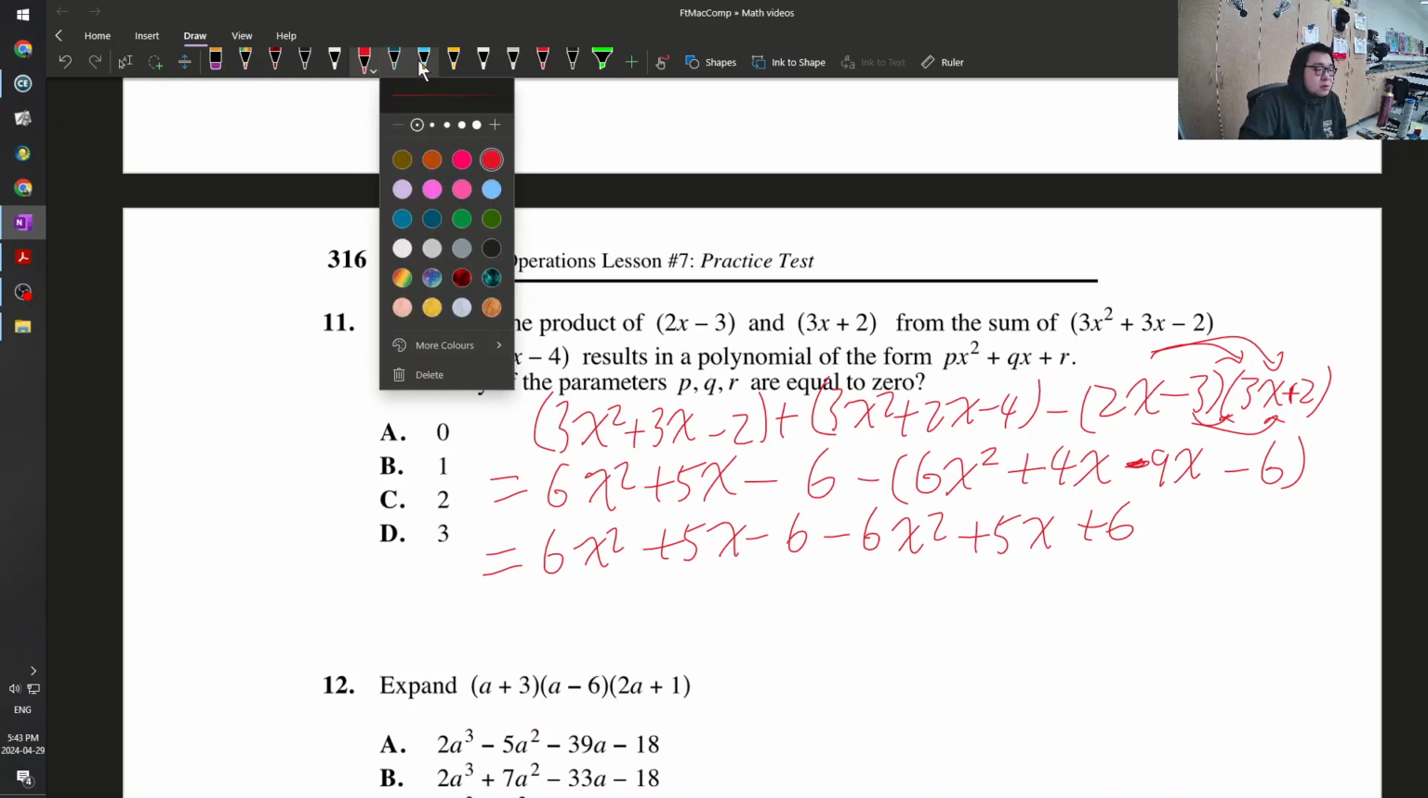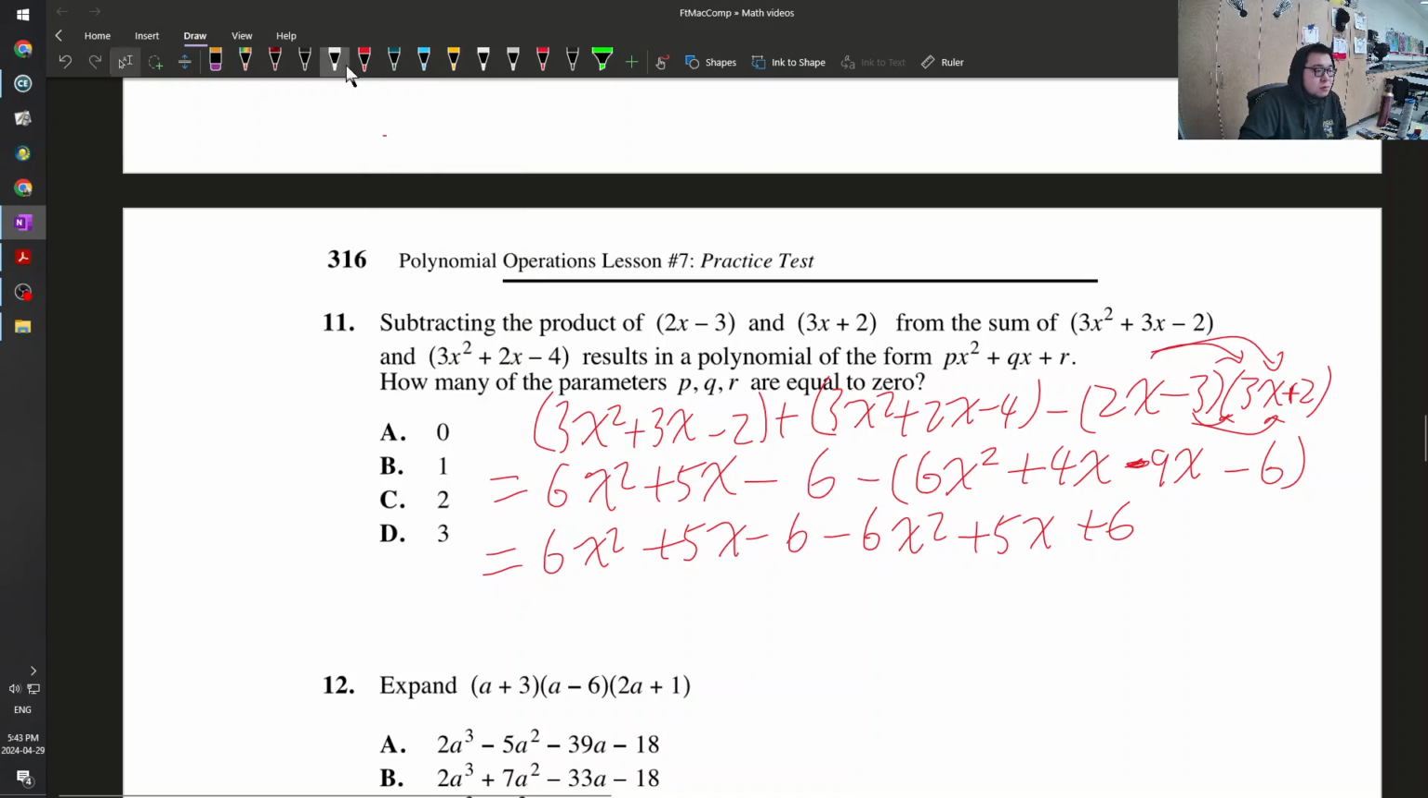Why can't I click on this? Oh, weird. Okay, I can change colors, I guess.